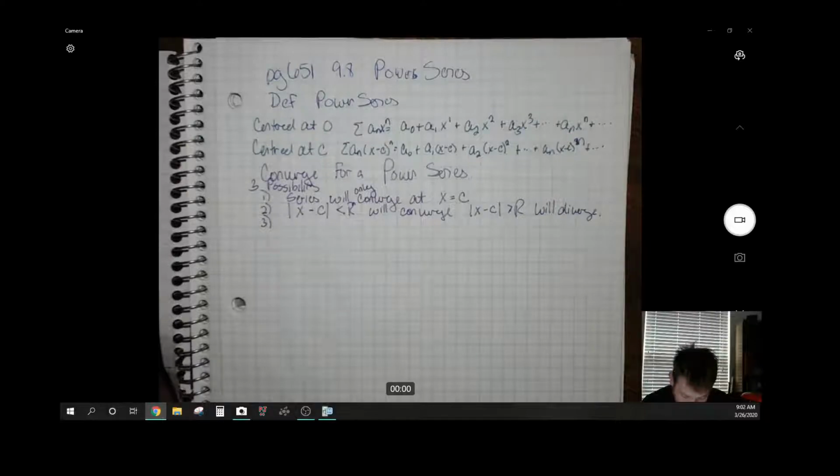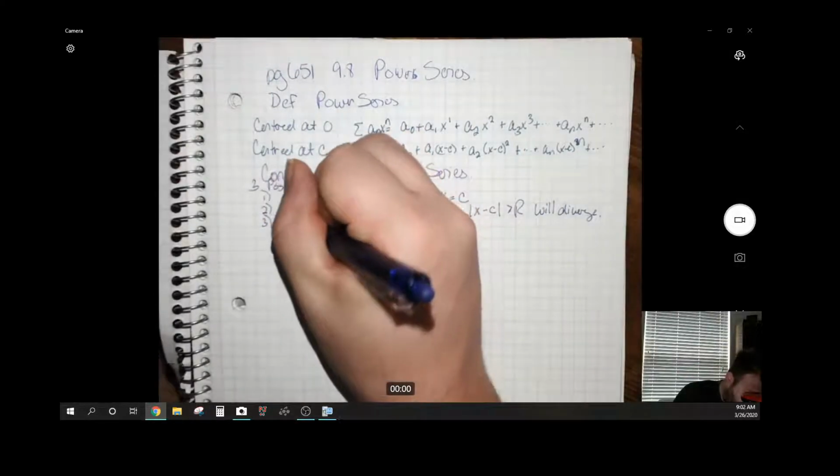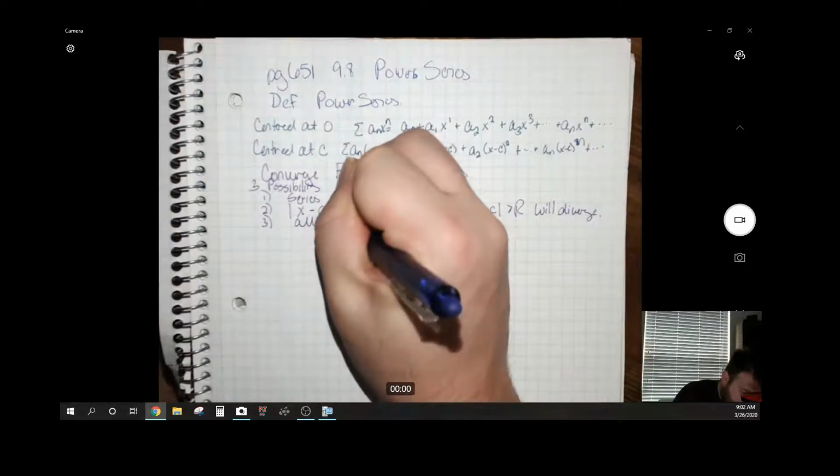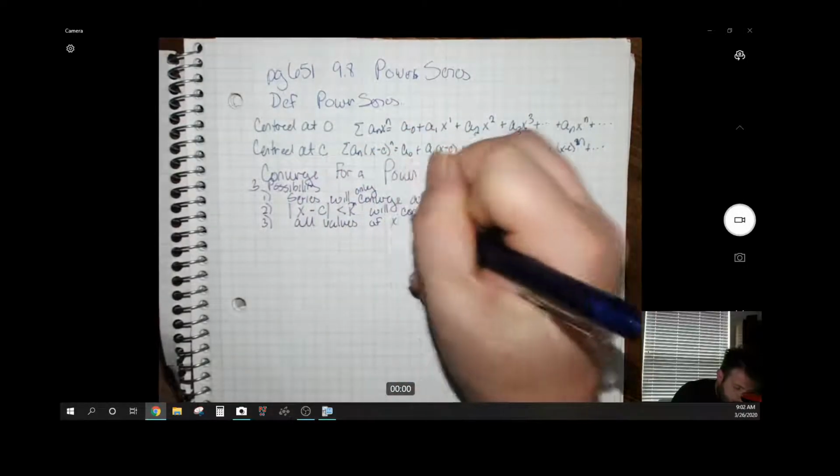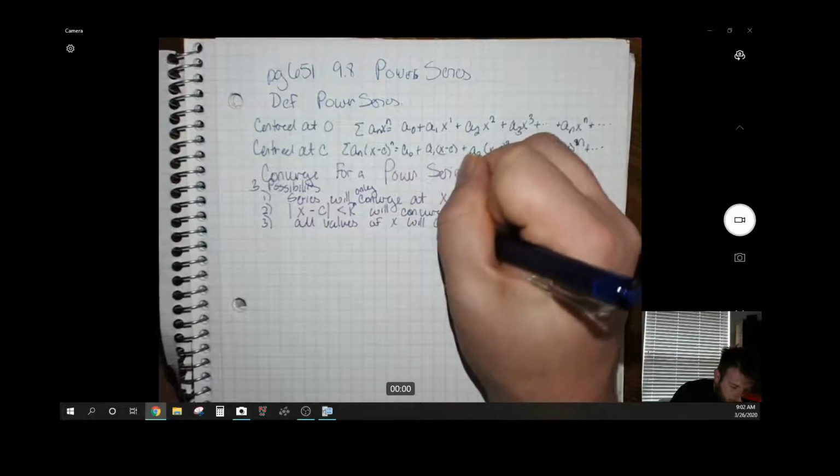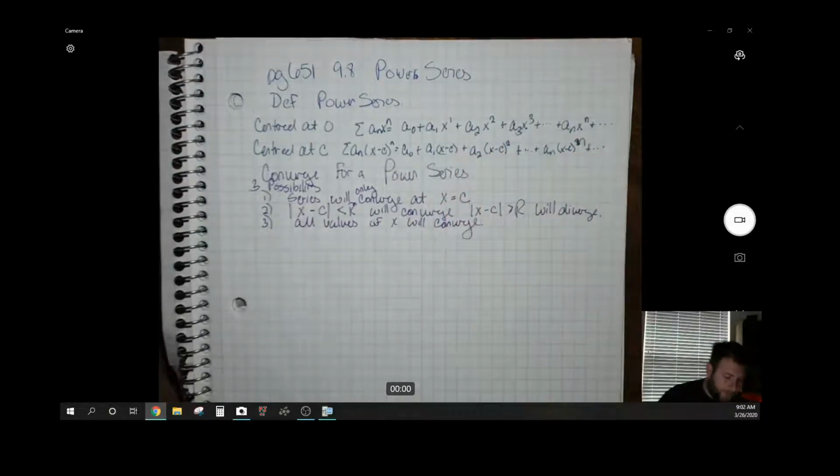Now, number 3, the third possibility is all values of x will converge. Okay. And these are the definitions for this particular section.